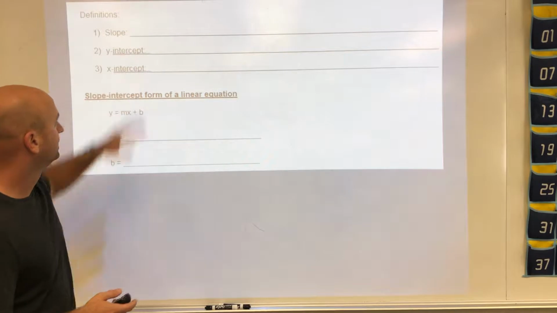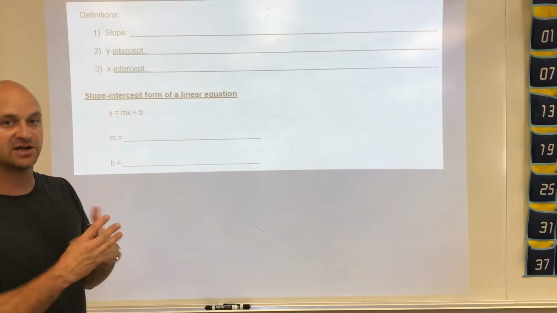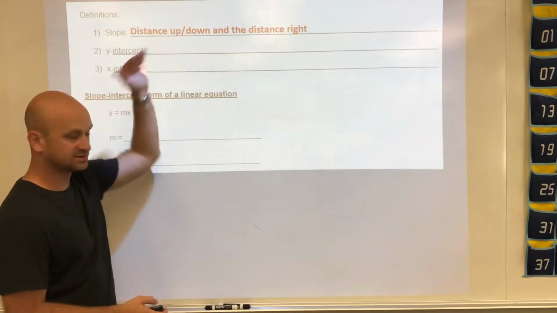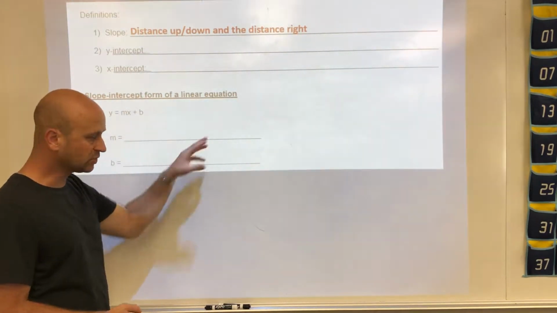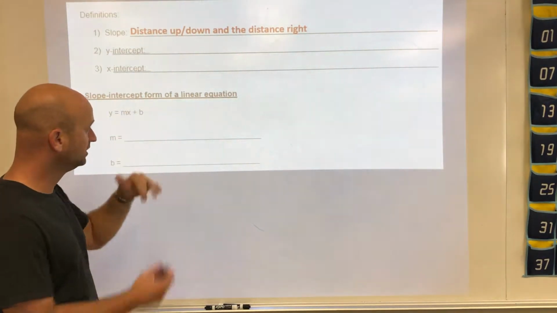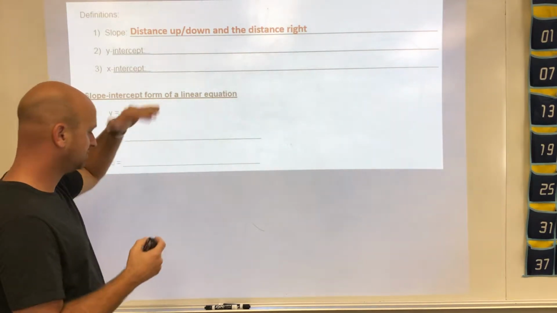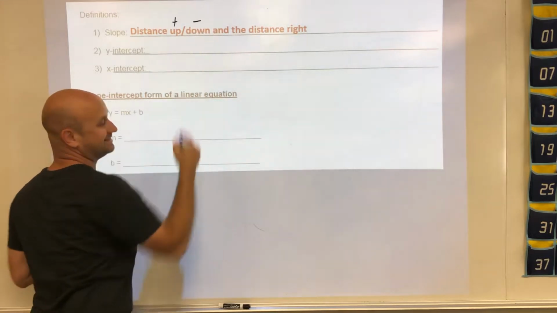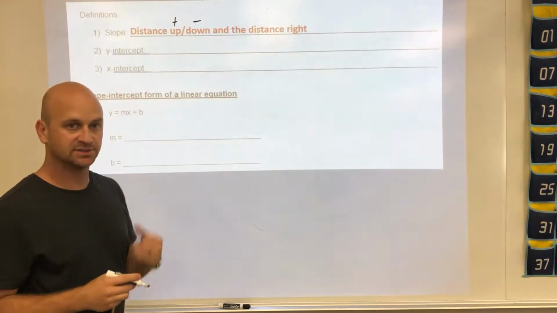So slope is a ratio, which means it's a fraction, and a fraction will have two numbers. And so it's going to be the distance up and down on a graph. Because we're talking about graphs with slope, the top number will be the distance up and down. It'll be up if the top number is positive, and down if the top number is negative.